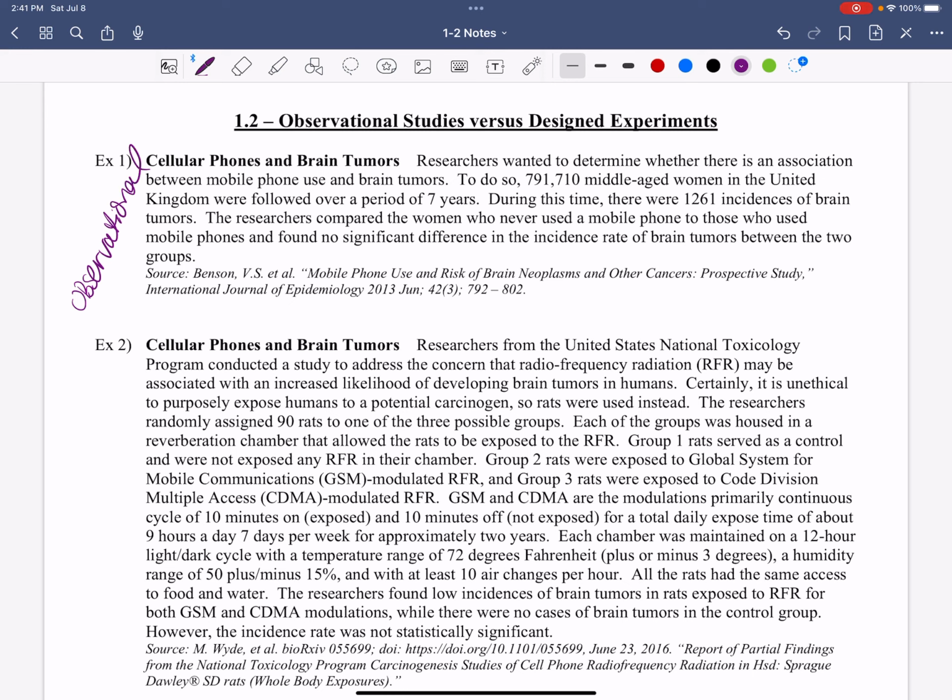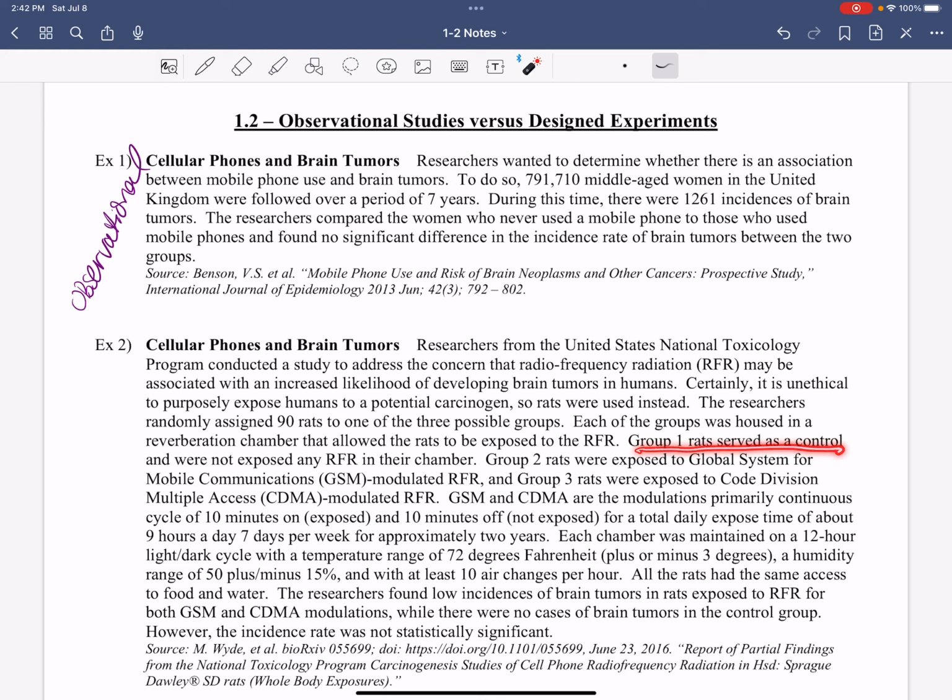What do you expect to happen? Yeah, so let's check this out. I bet it is designed. I'm not going to read this whole thing because yikes, right? Researchers from the United States National Toxicology Program conducted a study to address the concern of RFR, so those radio frequency radiation, all right? Certainly, it's unethical to propose exposing humans to this, so rats were used. The researchers randomly assigned 90 rats to 3 groups. Each group was housed in a chamber that allows rats to be exposed to RFR.